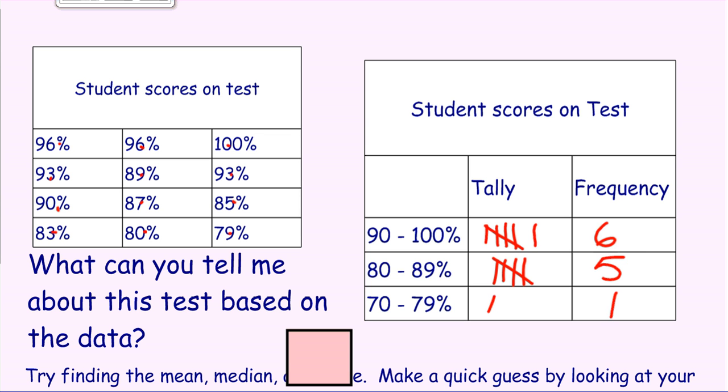So when you look at this frequency table, what can you tell me about this test based on the data? Most of the students got A's or B's. Maybe you could tell me that the teacher must have done a great job teaching the lesson, or that the students really worked hard and paid attention, or maybe the test was too easy. So there's a lot of things that we can interpret by looking at the data.